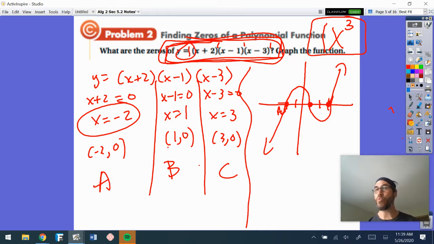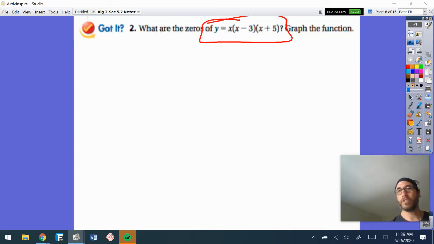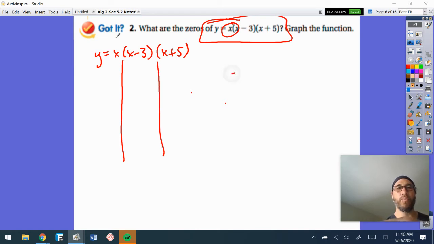All right, guess what? That's right, we practice, because practice makes perfect. Now, this one's a little bit different, so let's take a look at it. We've got y equals x times the quantity x minus 3, times x plus 5. You know what's awesome? This is already factored for us. Remember, that x right there is really in parentheses. So that means I really have 3 different zeros.